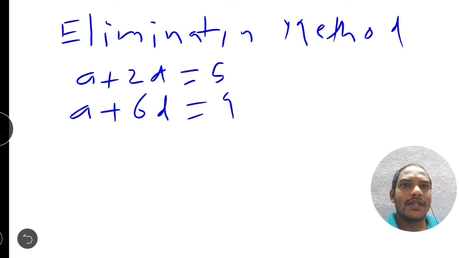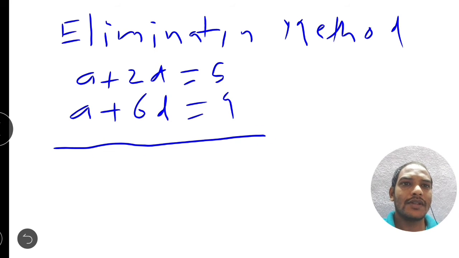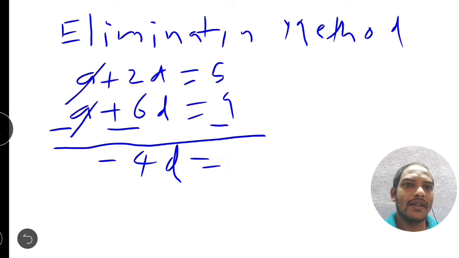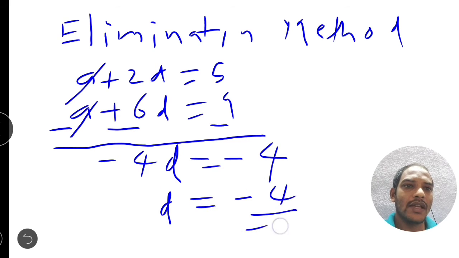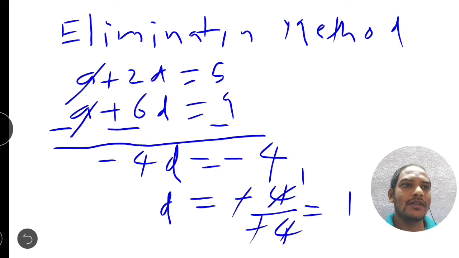So by using the elimination method, let's eliminate one variable from both equations. In the elimination method, change the sign for the second equation. Here minus 6d, minus 9, plus a minus a cancel, 2d minus 6d is minus 4d, and 5 minus 9 is minus 4. Then d equals minus 4 divided by minus 4, minus minus cancel, 4 ones are 4, it equals 1. So the d value is 1.